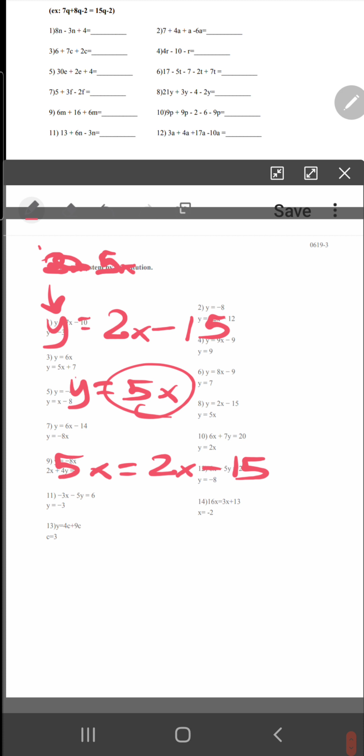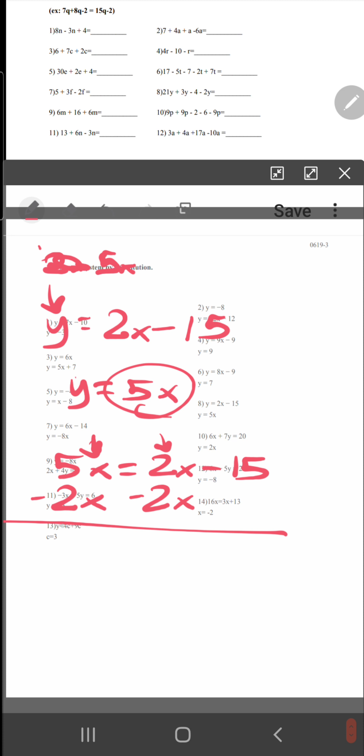Now, first what we want to do is we want to isolate the number with the variable. In order to do that, we would want to move this 2x to the other side. In order to do that, subtract it. Do it on both sides. So 5x minus 2x, 3x is equal to negative 15 over here.